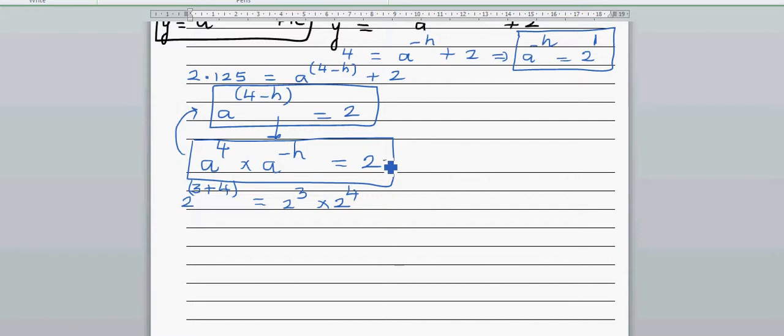Let's call this equation 2 and this equation 1. Now I'm going to divide equation 2 by equation 1. So I'm going to divide the left-hand side: a to the power of 4 times a to the power of negative h, divided by a to the power of negative h, is equal to... okay, I've made a mistake here. Good to stop here. Hopefully you've seen my mistake. This should not be 2. You're taking away 2 from both sides, so that is 0.125.